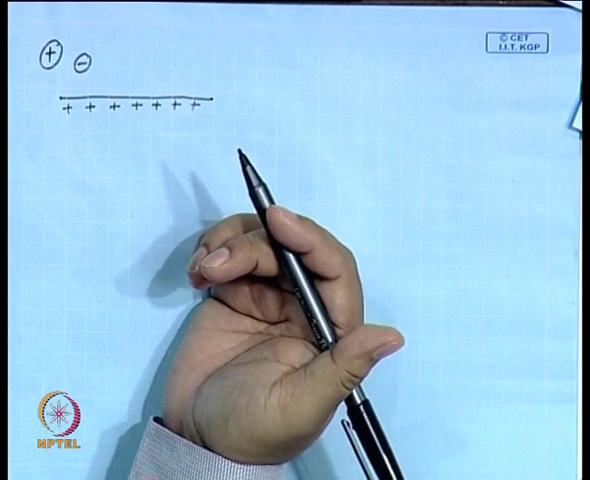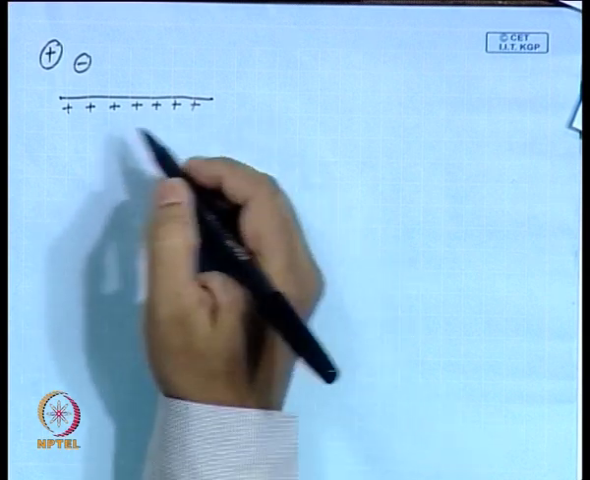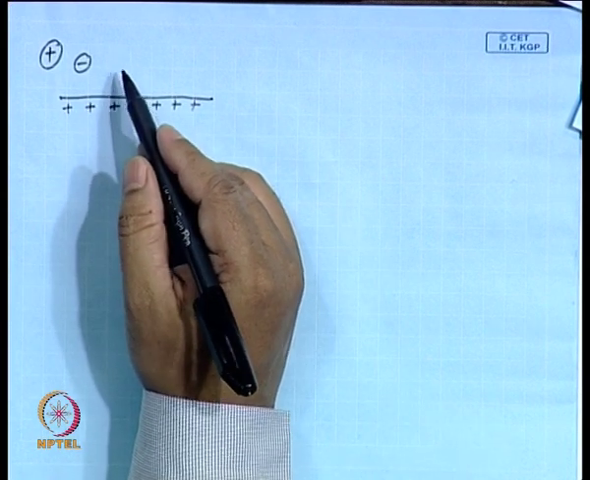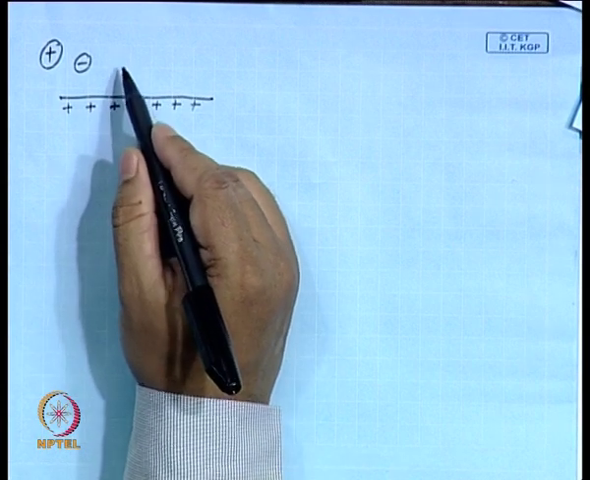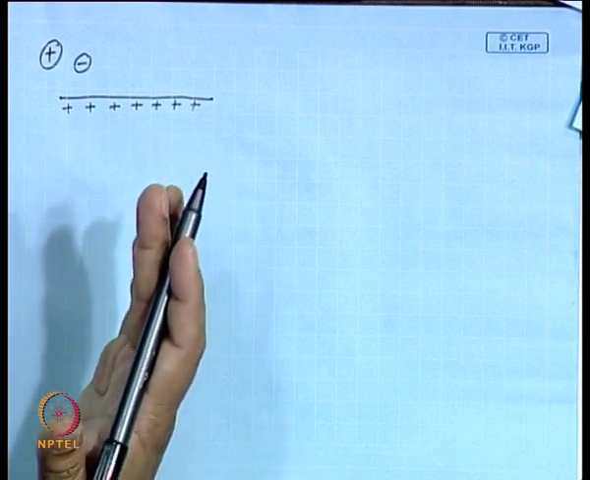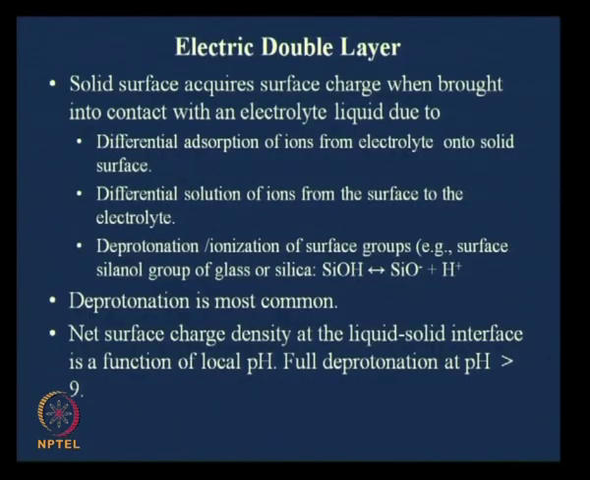The second point is differential solution of ions from the surface to the electrolyte. So, from the surface something is going back to the solution, some differential solution of ions. Differential means plus is more than the minus. That is what I mean by differential. So, differential solution of ions from the surface to the electrolyte.